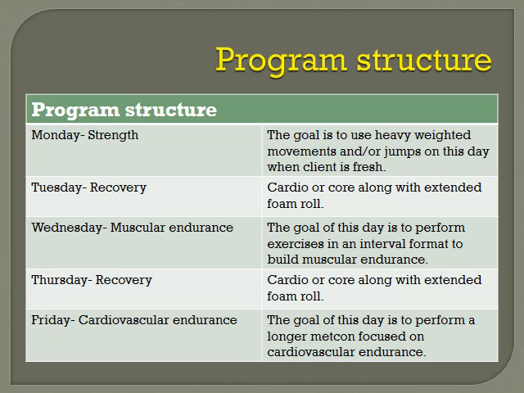Our program structure, Monday is what we call our strength day. All right, on Monday, we're assuming that the client is fresh. They've had 2 days to recover, and so on this day, we're using heavy weighted movements as well as jumps. If you're going to do plyometrics, this would be the day to do it. Though we don't want to do them high rep. We want to go anywhere from 5 to 8 reps because we're trying to use the heaviest weight we can. We're trying to jump as high as we can to get some sort of neuromuscular gain, meaning we want to work on strength today.